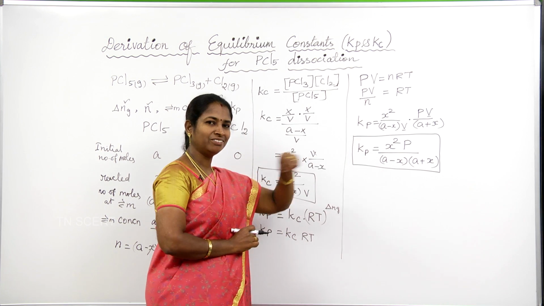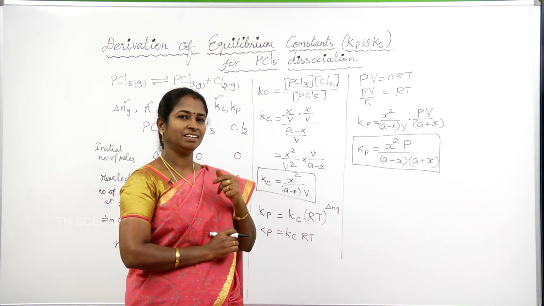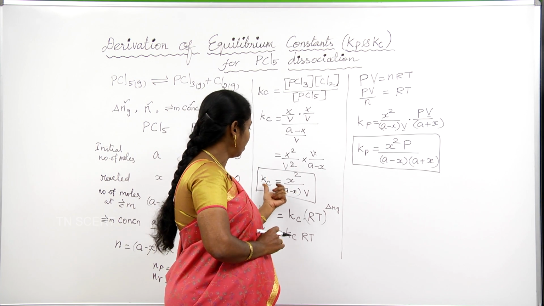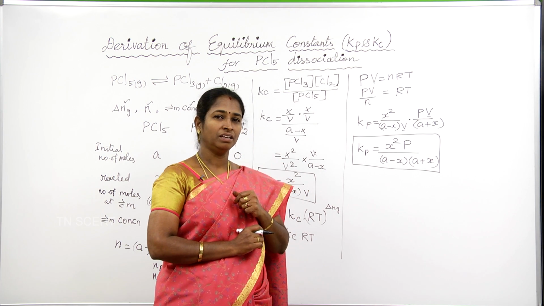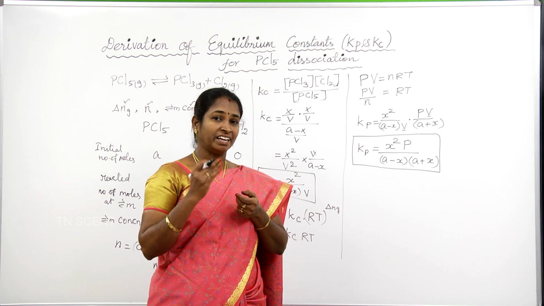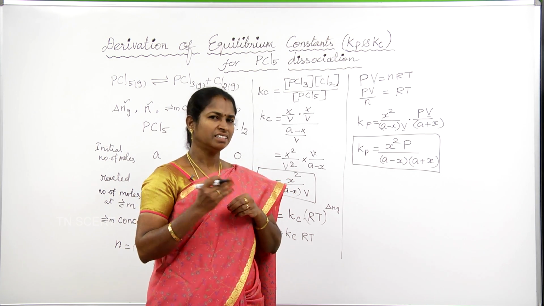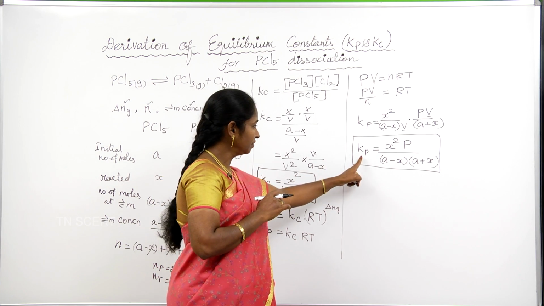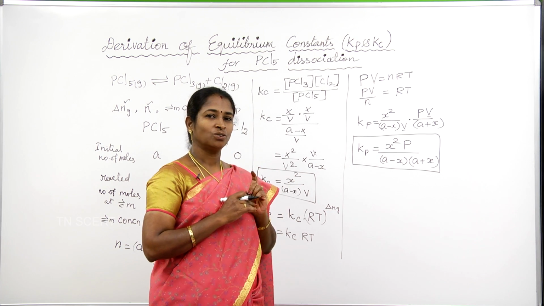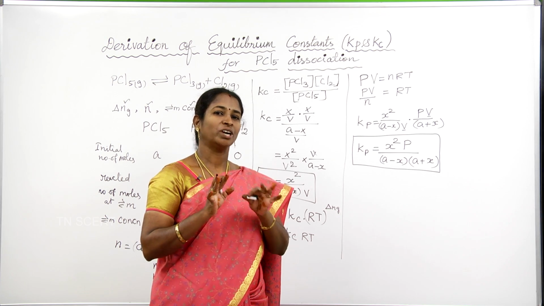What is the need to derive all these things? Actually, these equilibrium constant values Kc and Kp will tell you whether the reaction is possible or not, and to what extent it can proceed. These things are all indicated by these values only. So, this is an industrially important equation.